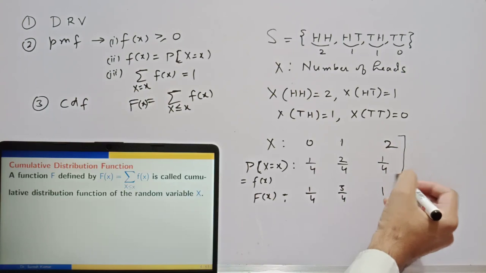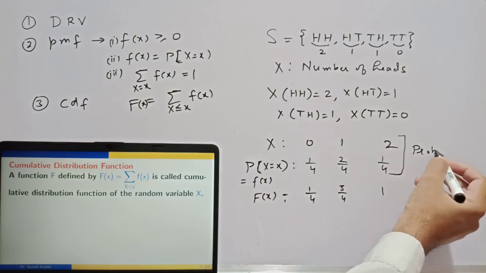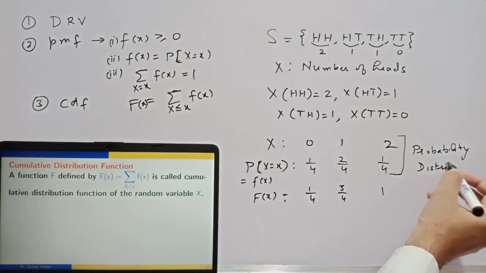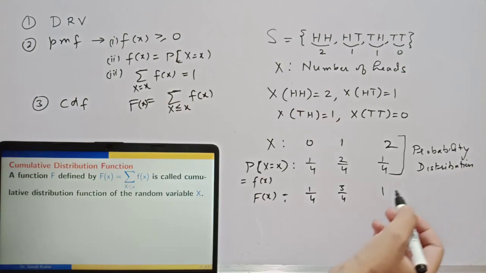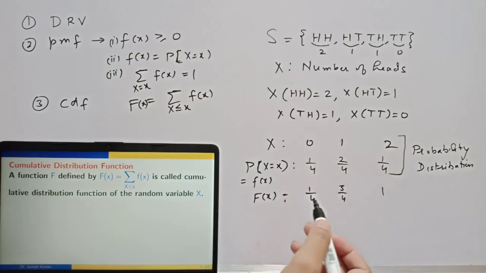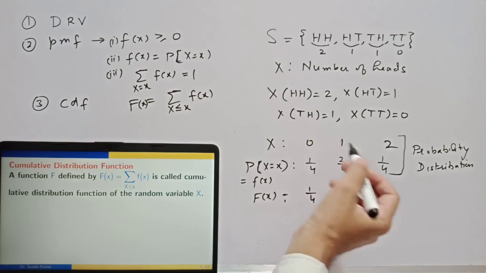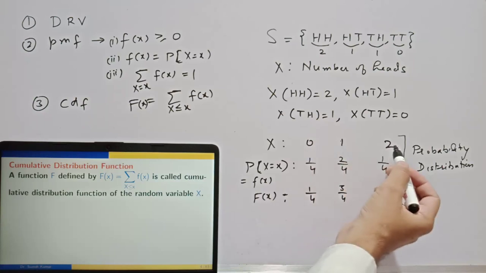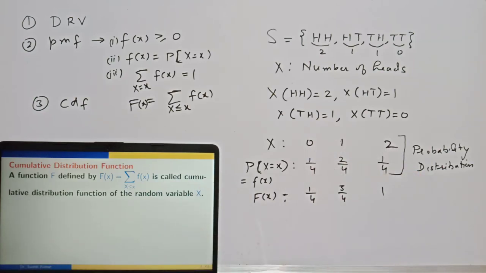Also, this we call probability distribution. Why? Because these are various possible values of x, and these are the probabilities for different values. This shows you how probability is distributed among various values of x. So this is also called probability distribution. You display all values of the random variable along with their probabilities. It's the probability distribution. Okay. So this thing I have already written there. Cumulative distribution function is clear.